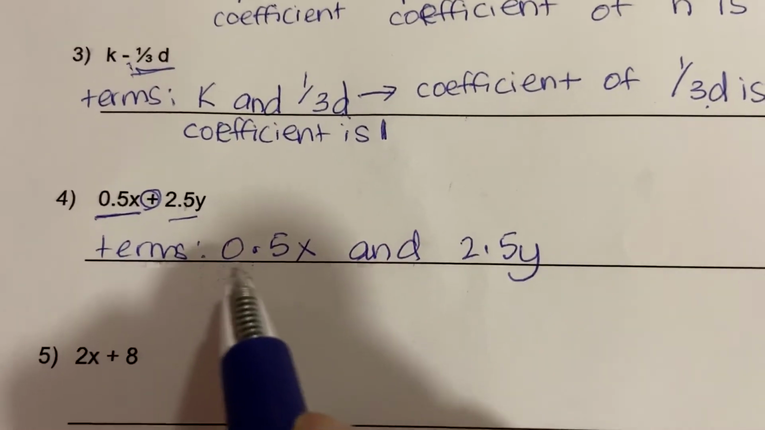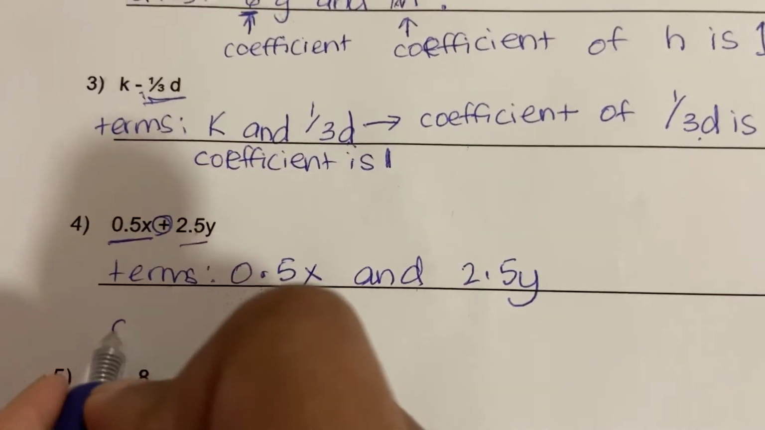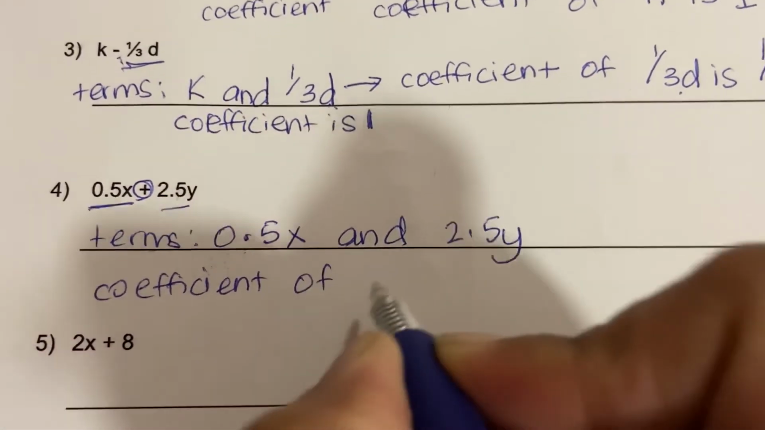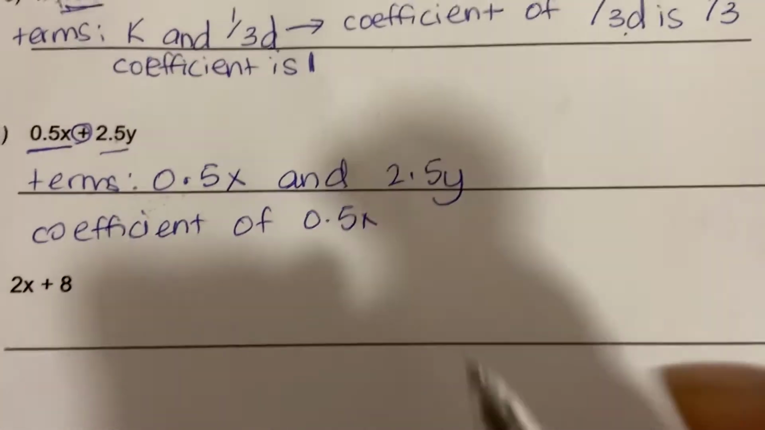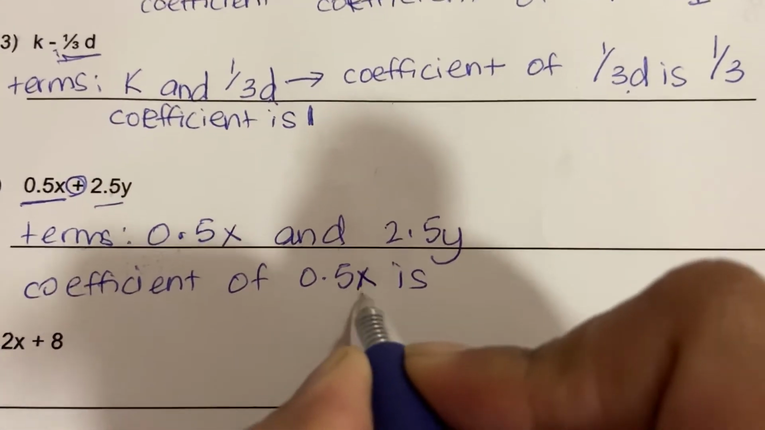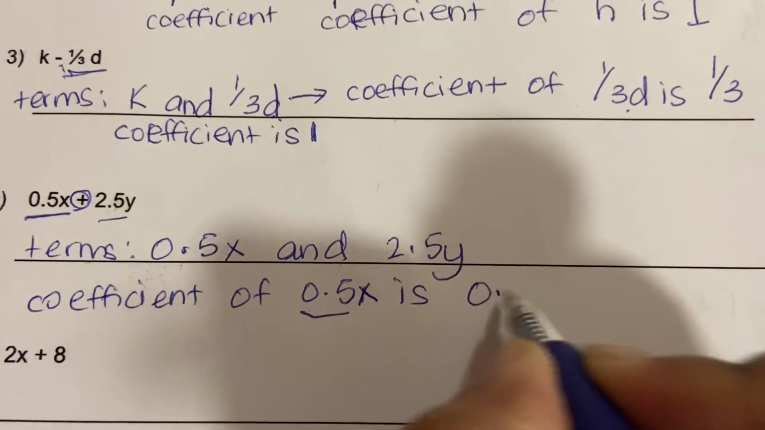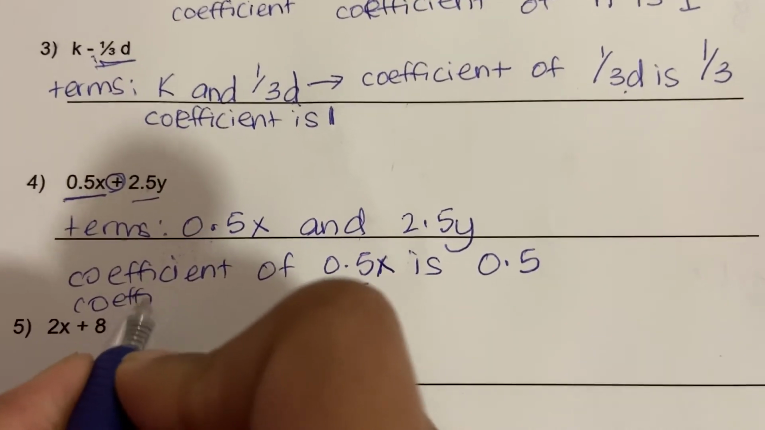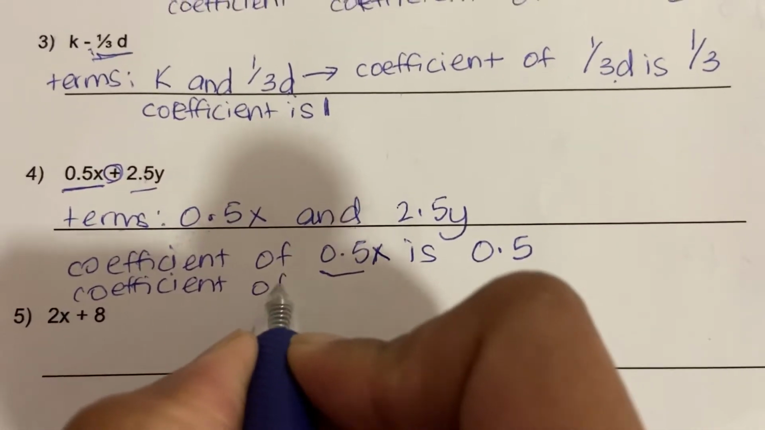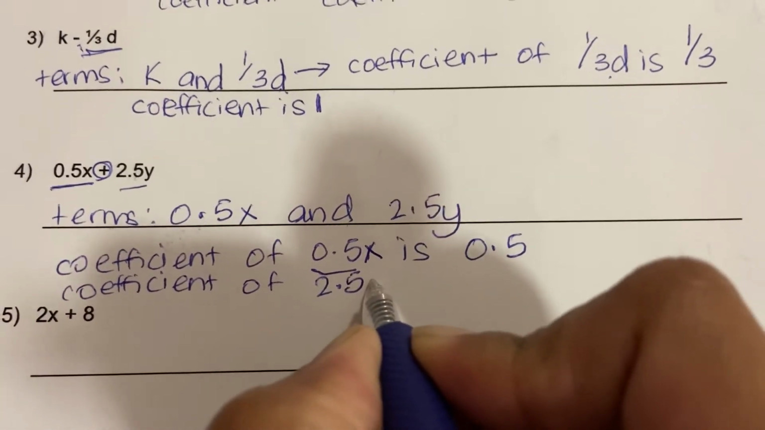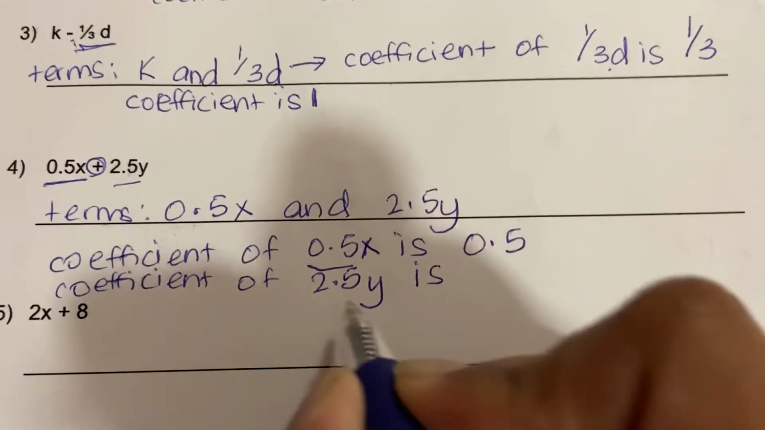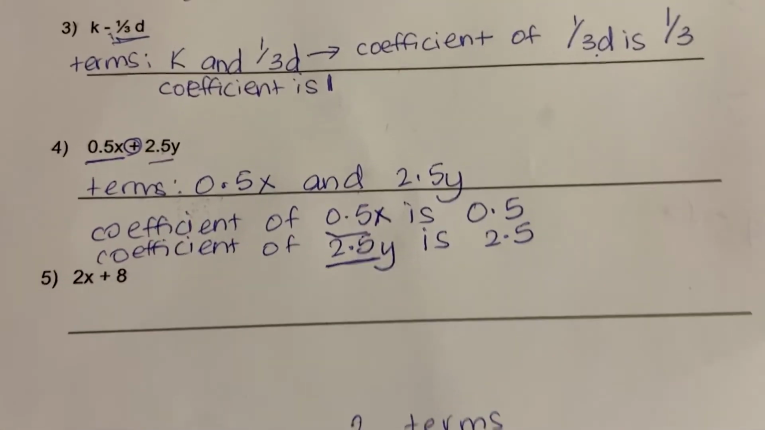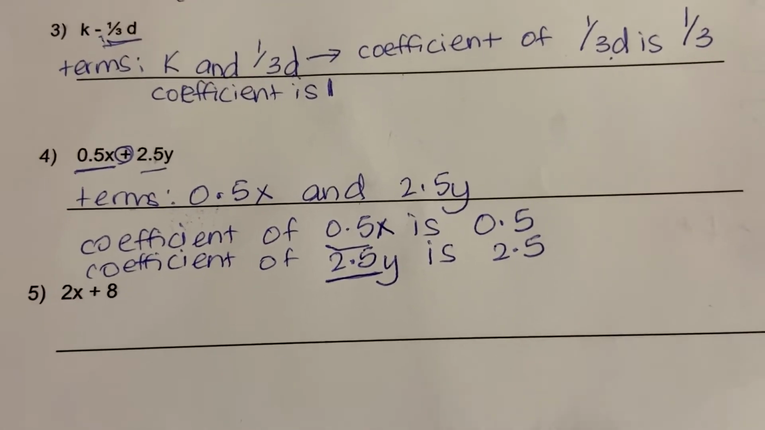All right, what's my coefficient here? Well, the coefficient of 5/10 x is what's getting multiplied to x? 5/10. And the coefficient of 2 and 5/10 y is, well, what's getting multiplied to y? 2 and 5/10. That's my coefficient. It's the number that's getting multiplied to the variable.